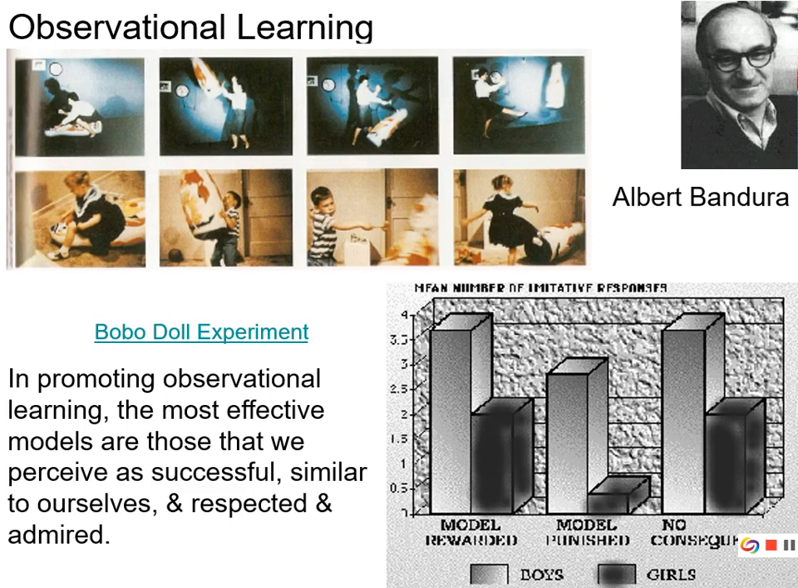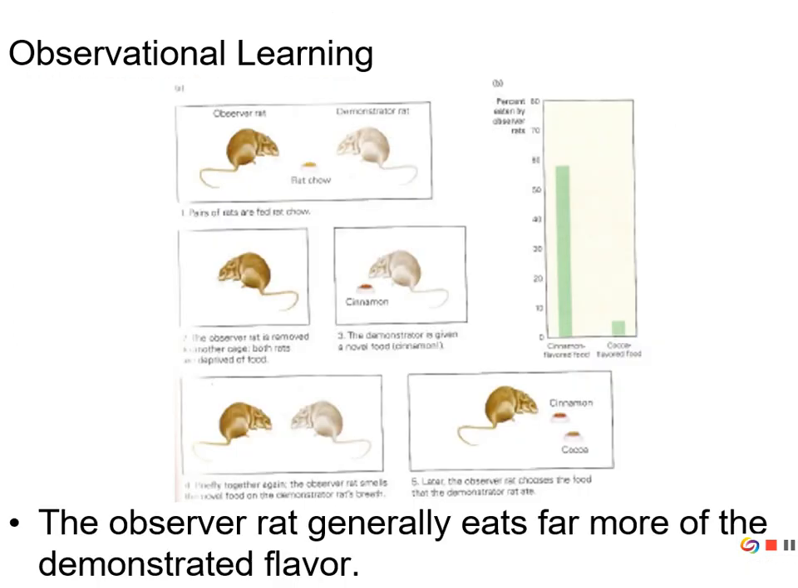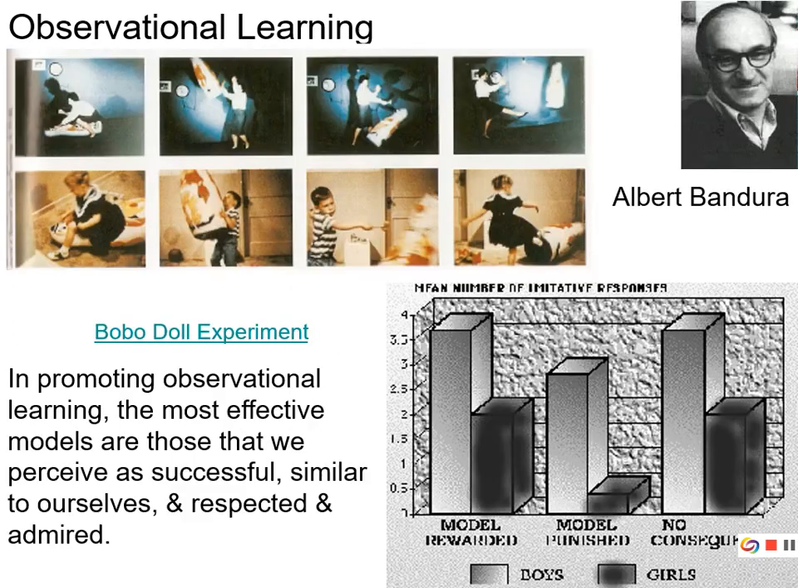Okay? So he did a lot of different versions of this. He found that some models work better than others. That is to say, if it is a woman imitating the behavior, girls will do it more. If it's a man imitating, boys will do it more. So it's a pretty important idea that children do not just imitate anyone.